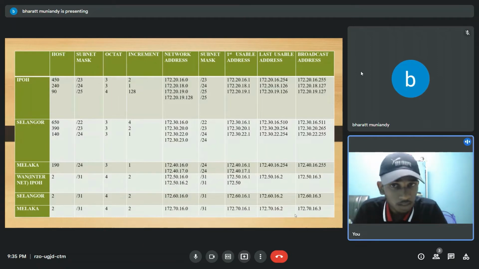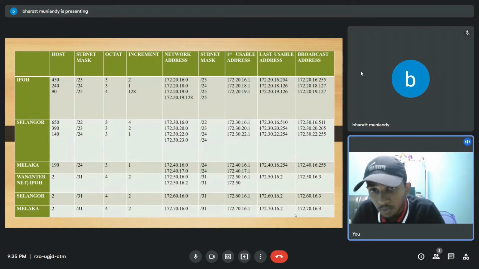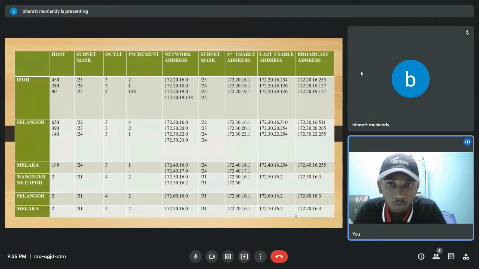The network address will be, first, the example, which is 172.30.16.0. The second one 172.30.20.0, the third one 172.30.22.0, and the fourth one 172.30.23.0. For the third number we add using the increment. So 16, then the second value we add 4 to get 20. The third one we add 2, which is 22, and the fourth value is 22 plus 1, which is 23. The subnet mask will remain the same.